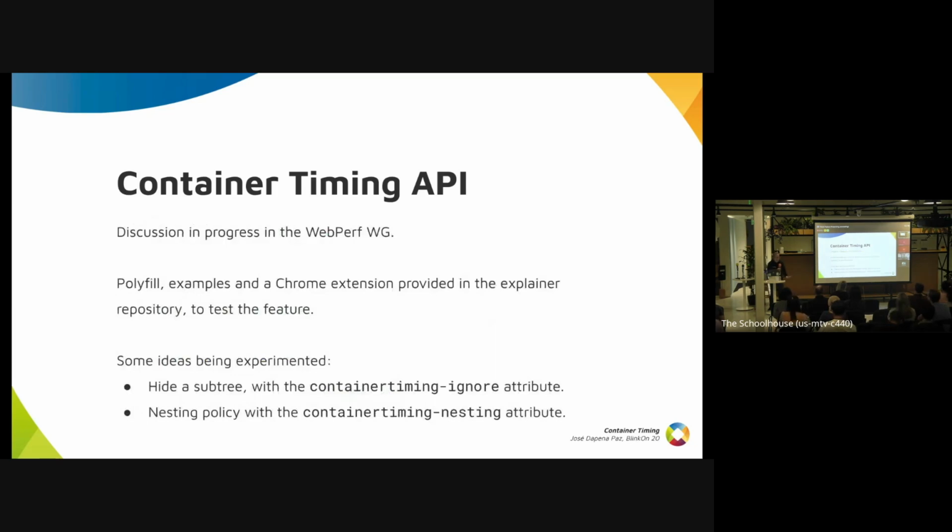Okay, discussion is in progress right now in the web perf working group. We have an explainer that has a polyfill, some examples, and a Chrome extension for playing with the feature. We are experimenting with a couple of things. One is being able to ignore part of the tree that we're registering on using the container timing ignore attribute. And another one is basically having a nesting policy to know what happens when you have a top level container timing root and then another one inside.